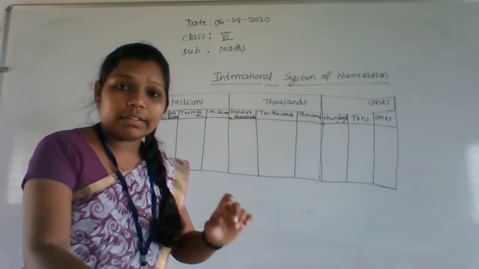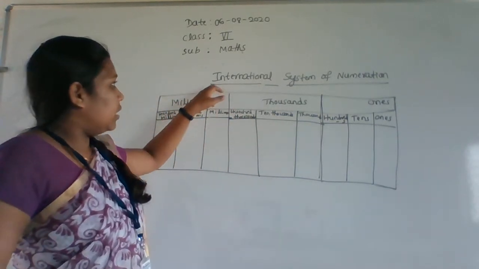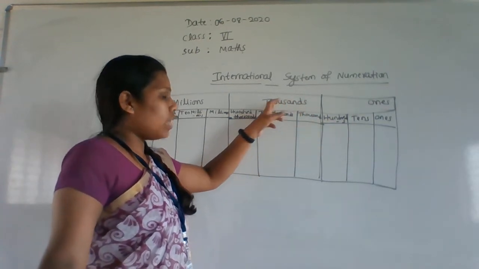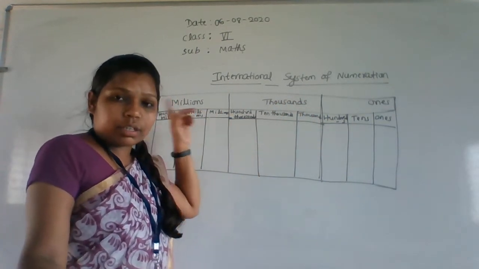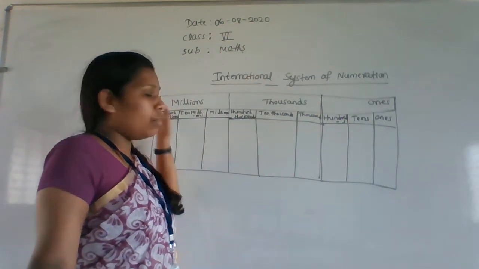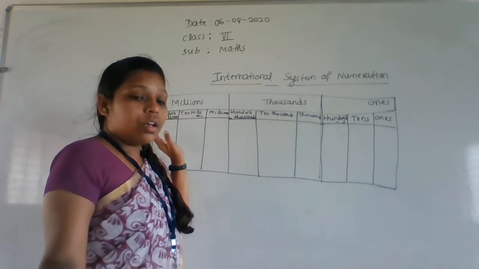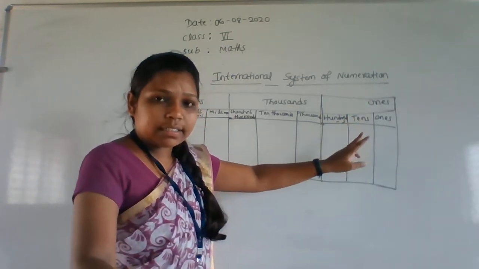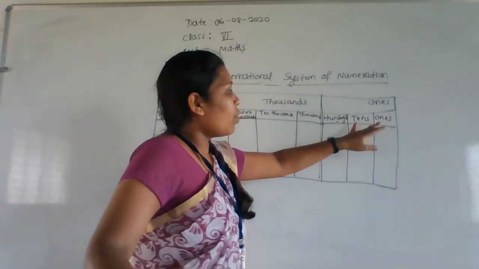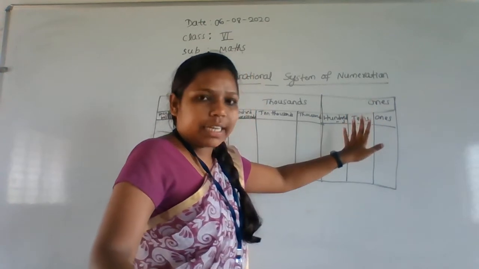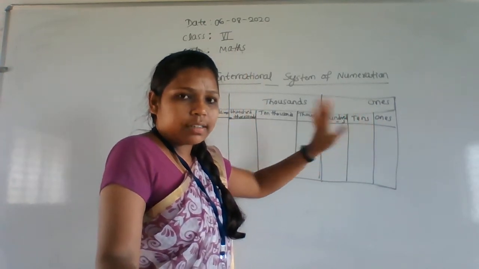In the Indian system of numeration they have given ones, thousands, lakhs, crores. But here only ones, thousands, millions, like that. In ones nothing will change. Even in the Indian system of numeration also there are ones, tens, hundreds. So this part nothing will change. In both they are the same.